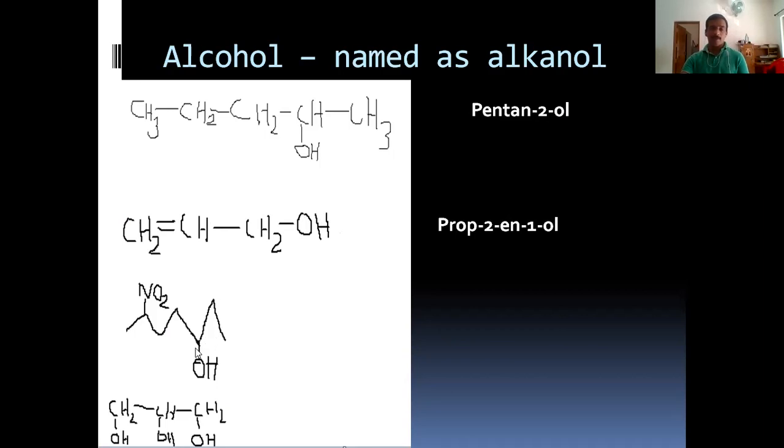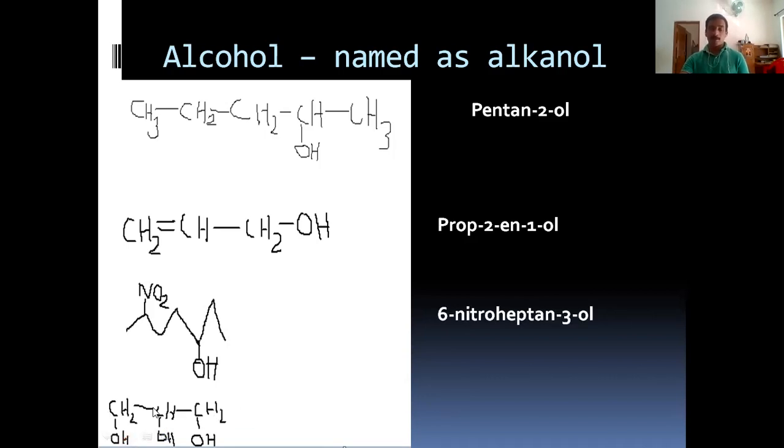And here 1, 2, 3, the third carbon atom has the OH group. 4, 5, 6 carbon atoms, and a CH3. If you start numbering from this side, it will get number 2, but if you start from this side, it will get number 3. But we have to give preference to the functional group OH. So start numbering from this side. 1, 2, 3, 4, 5, 6, 7. So 6-nitroheptan-3-ol.